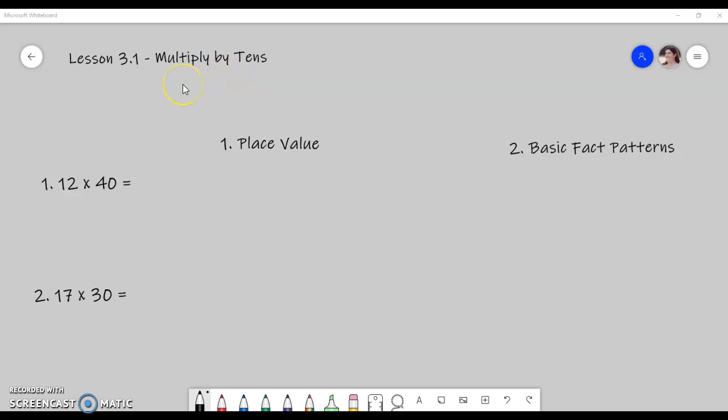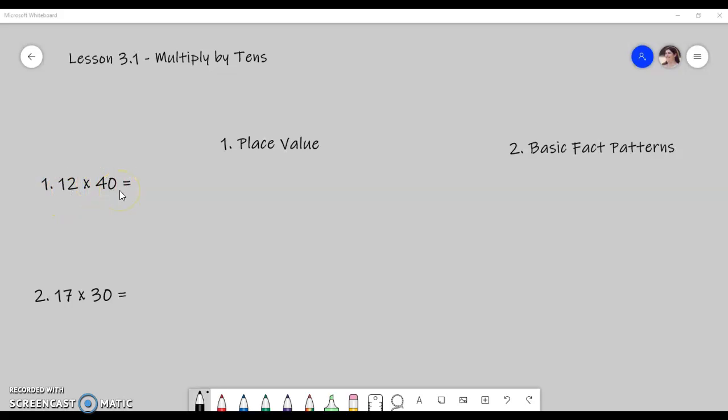Now, there's a couple of different options for this lesson, but the ones that we suggest are using place value or using your basic fact patterns. So let's talk about place value first with this first problem, 12 times 40.